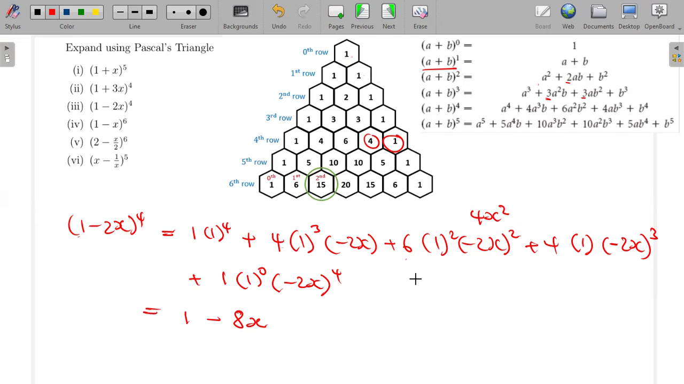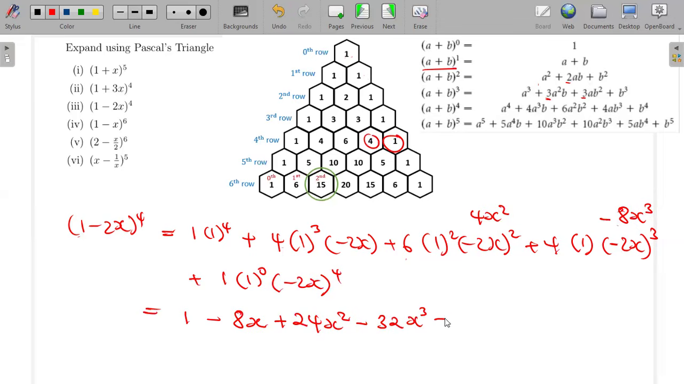And then you have 4 multiplied by the 6 there. So 4 multiplied by 6 gives us 24x squared. And then plus 4, and then negative 2x raised to 3. 3 is an odd power. When you raise a negative sign to an odd power, the negative sign is still going to be there. So this will give us negative 8x to the power 3. Then we have 4 multiplied by this negative 8, which gives us negative 32x to the third power.